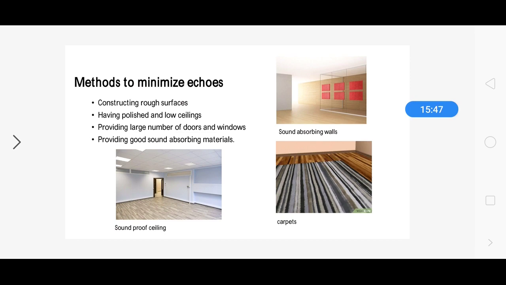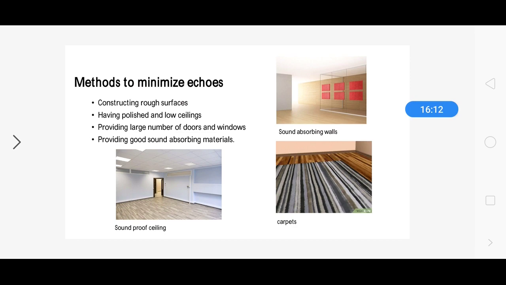And so we are providing a large number of windows and doors to minimize the echoes. And the fourth one is providing good sound absorbing materials. So here in the room we are using some curtains or carpets. So these are very good sound absorbing materials.